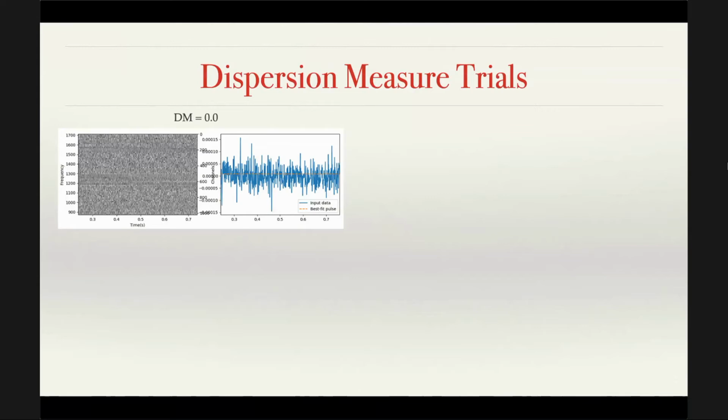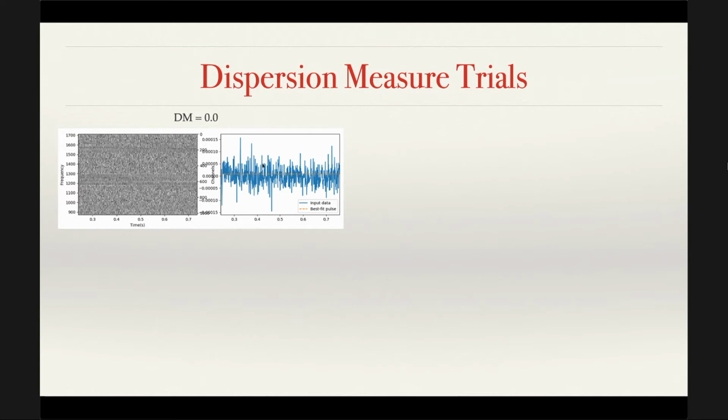So we need to do dispersion measure trials, and here is an example of what difference that makes to the detection of a single pulse. So if we choose to look at the data at dispersion measure 0, here I'm showing you two plots. One on the left-hand side is what we call a dynamic spectrum, and you can see we have frequency on the y-axis and time on the x-axis, and the color scale is just the intensity of the values in each pixel.